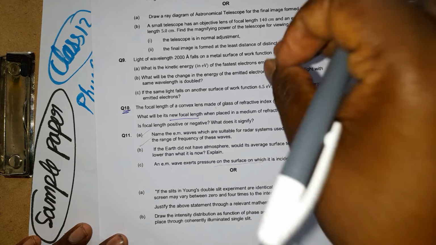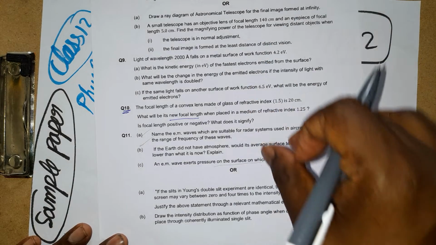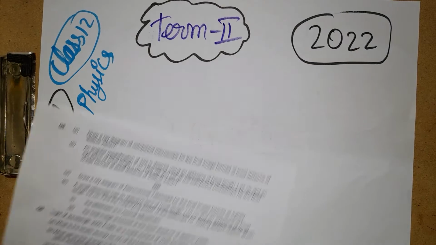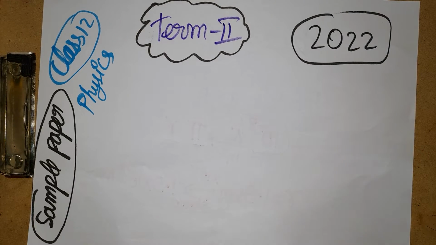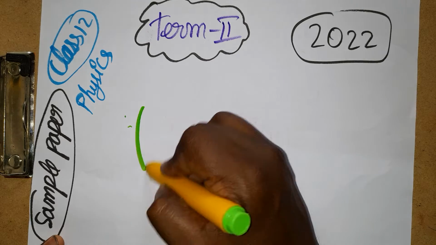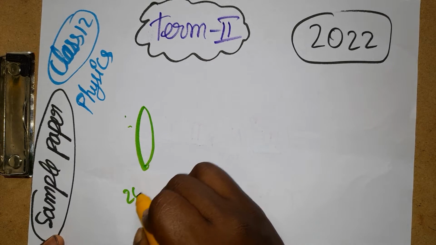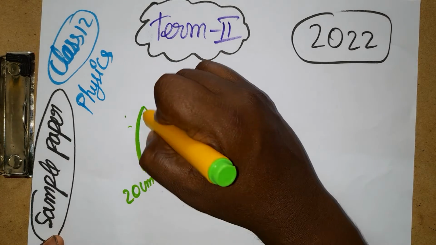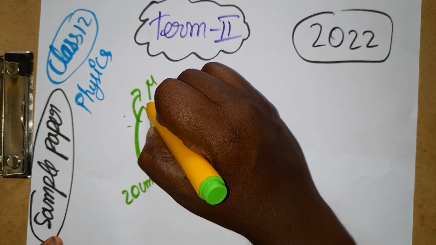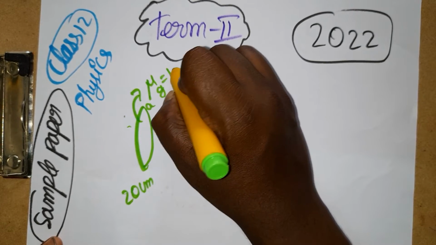The same lens is inserted inside the liquid. Now what is the focal length? This is the question we are going to discuss. First we will see the situation. We have the lens in an air medium, which has 20 centimeter as the focal length. The refractive index of air to glass is 1.5.